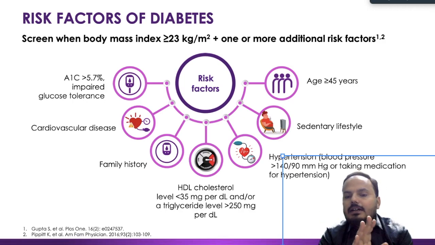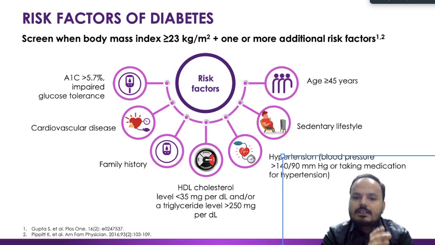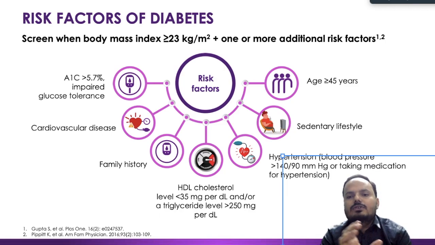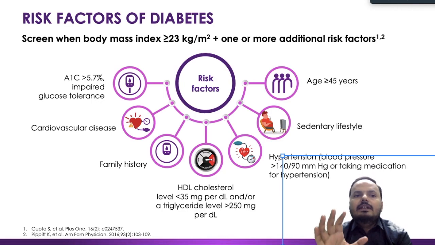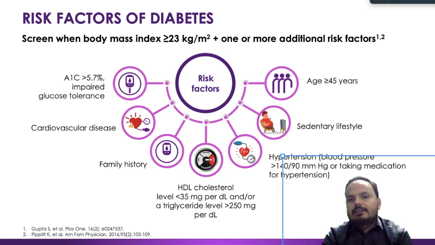If you're in the pre-diabetic range, pre-diabetes means your fasting glucose is not more than 126, but is between 100 and 126, and your HbA1c is between 5.7 and 6.4, then it's considered pre-diabetes. These are some of the risk factors for diabetes. One of the most important risk factors is obesity, so you need to check your body mass index. If it's more than 23 kilogram per meter square, then you need to be really careful.